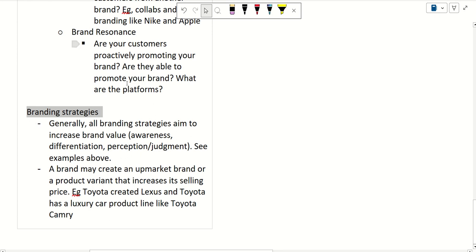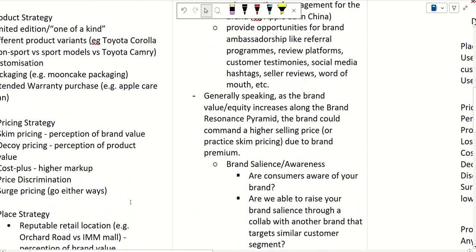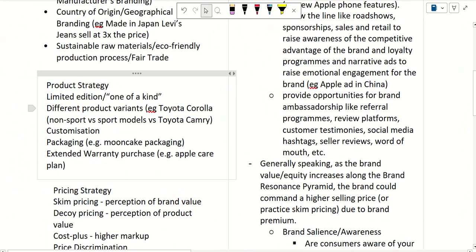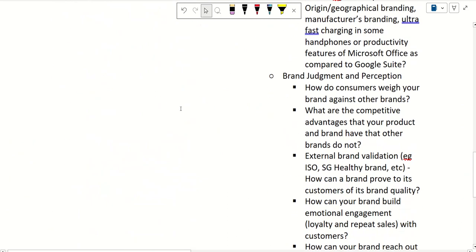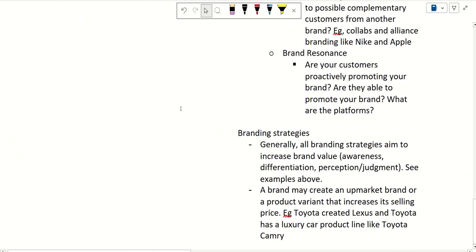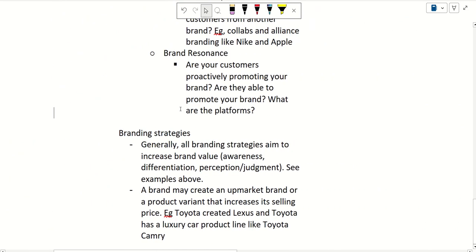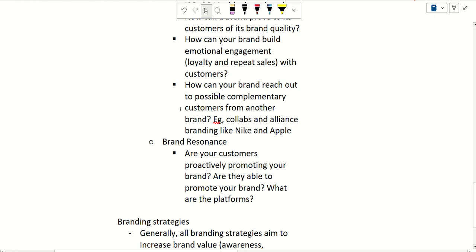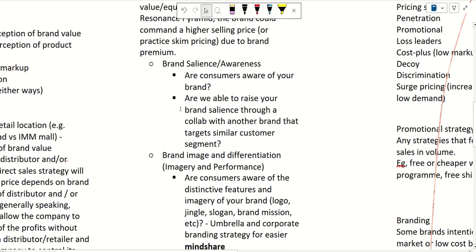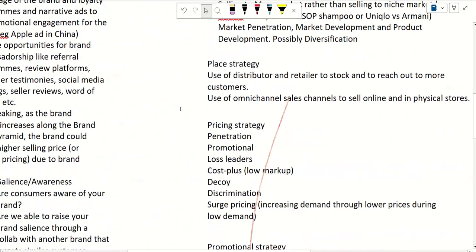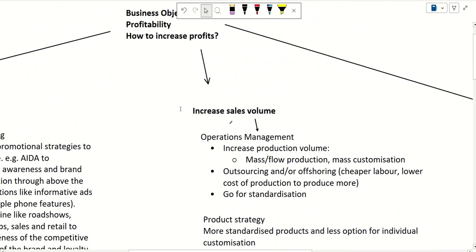And I have given you in more detail the examples above, right? So sometimes a brand may create an upmarket brand or product variant that actually increases the selling price. Remember, I talked about this earlier under product strategy. So this is what I mean by using this to help you connect the dots. Okay, so it is not just about a product; it's actually a branding approach. Okay, let's move on because there's still a lot.